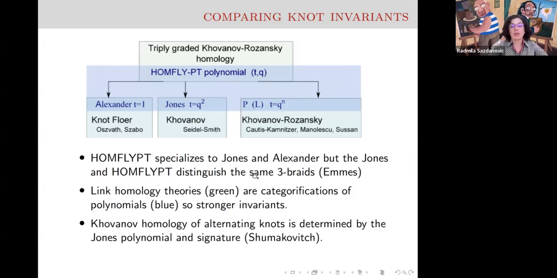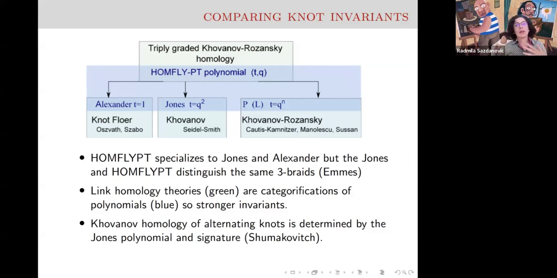But then there are theoretical results that say that the HOMFLY-PT polynomial is not better at distinguishing certain three-braids than, let's say, the Jones polynomial. So these are the types of questions that I would like to understand. And it can also happen that a polynomial invariant like the Jones polynomial, together with another numerical invariant called the signature, actually completely determines Khovanov homology of a large class of knots and links that are called alternating knots and links.